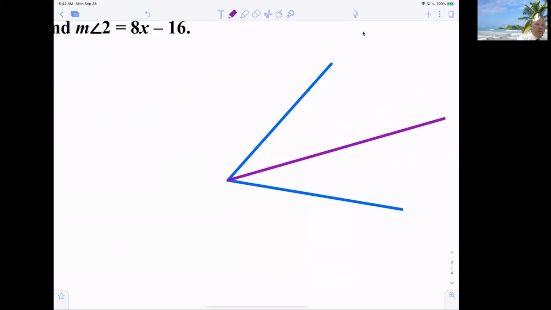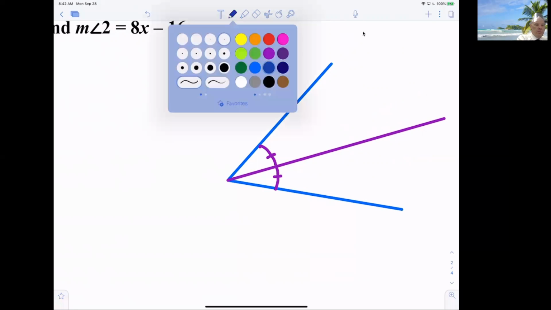All right, so to me that looks like the angle bisector. Now, why is it the angle bisector? Because I'm looking at it and I'm saying that angle looks the same as that. Do I agree? All right, now I'm going to put a dot on here.